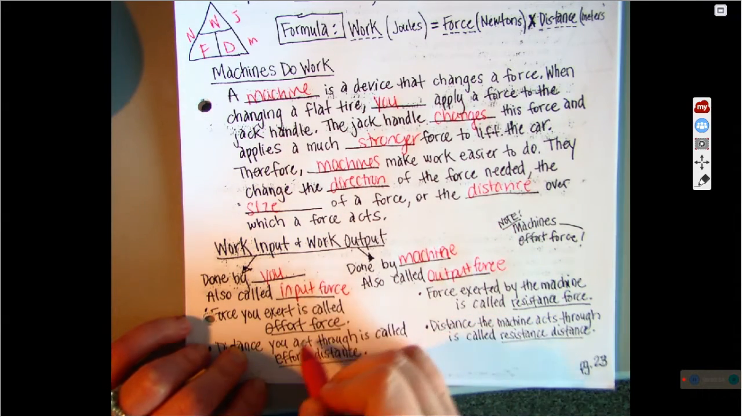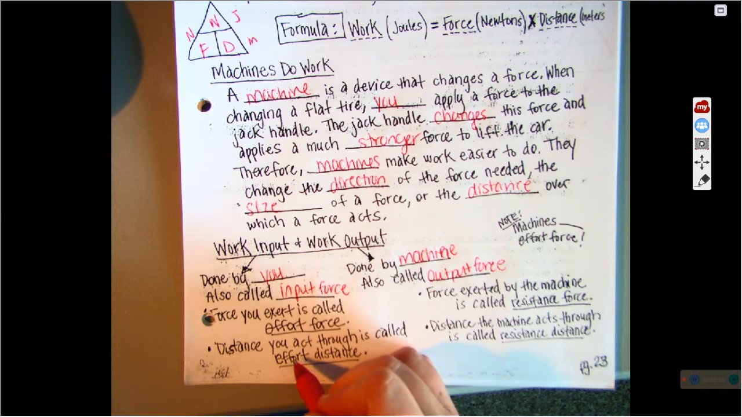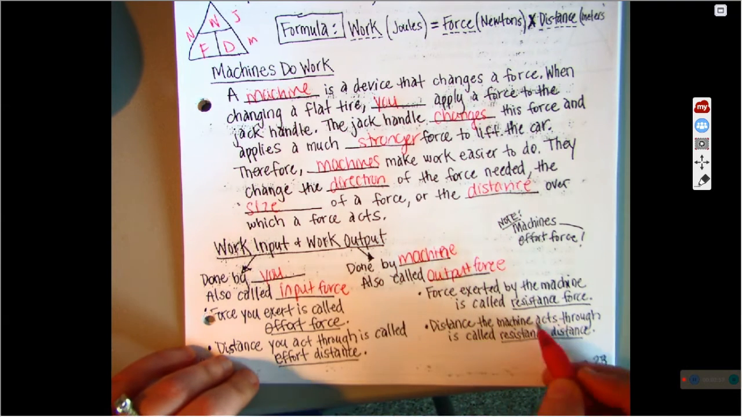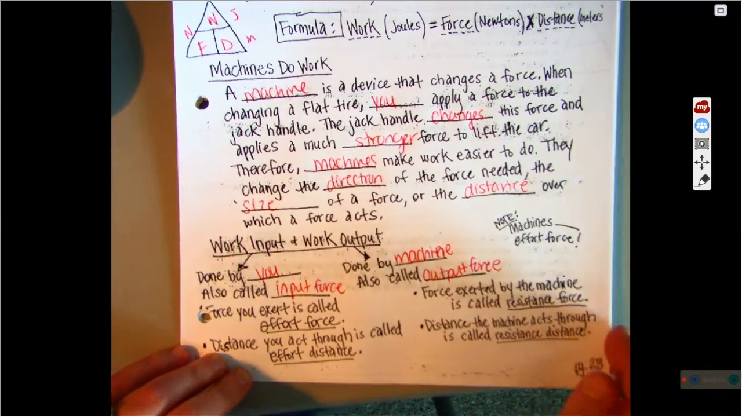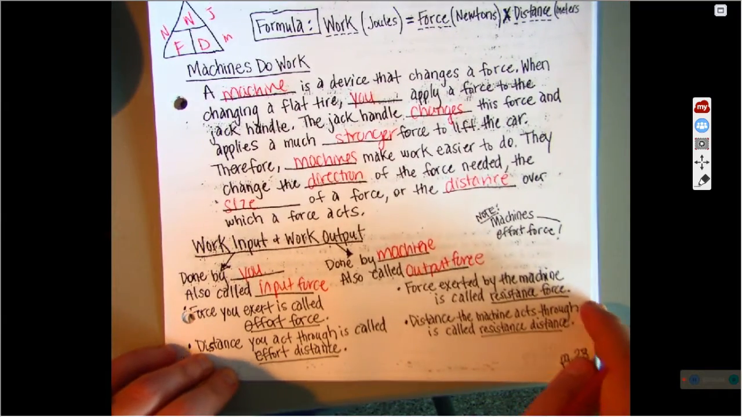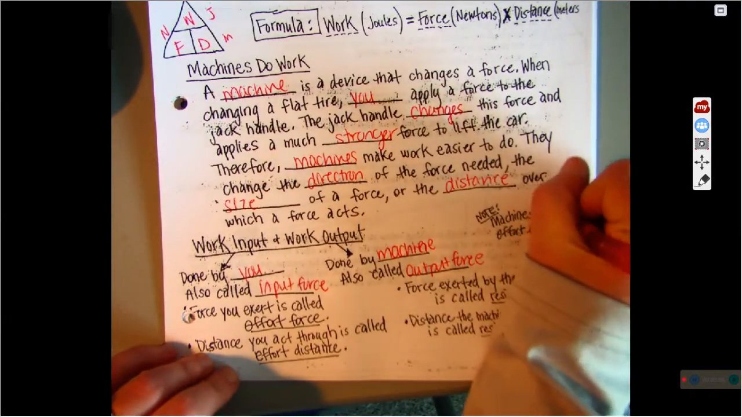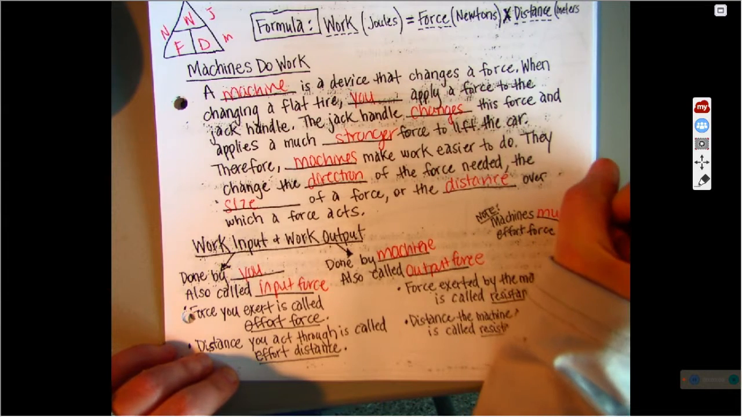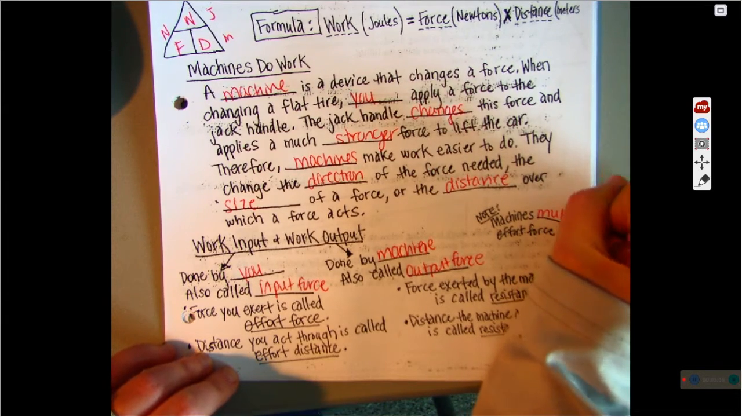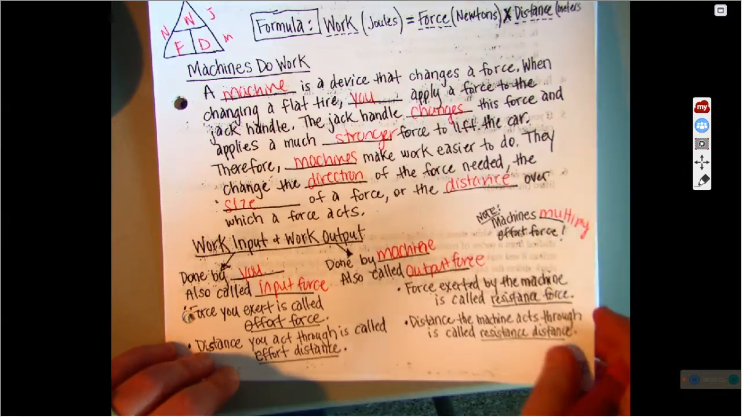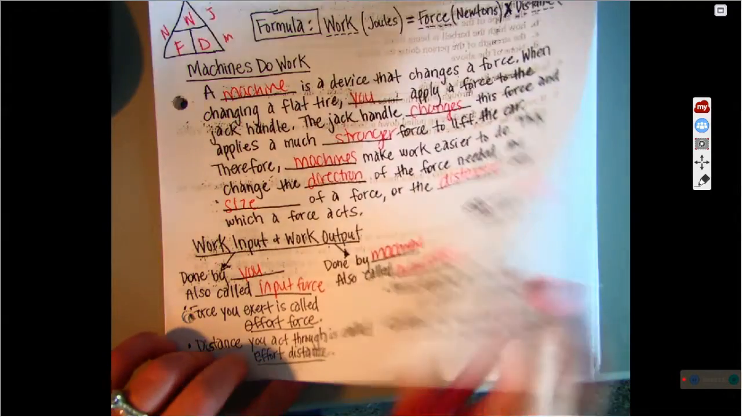If you're pushing someone up a ramp, that is your effort distance. The distance for the machine to act over is the resistance distance. So that if you think about the height of the ramp from the ground, that would be the resistance distance. So machines multiply your force. That's why we use them. We use the jack because it multiplies your force. You would never lift the car on your own, but the jack can help you.